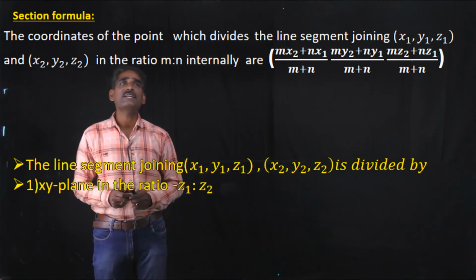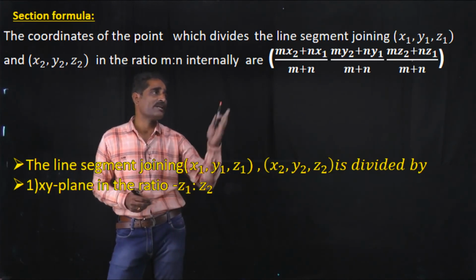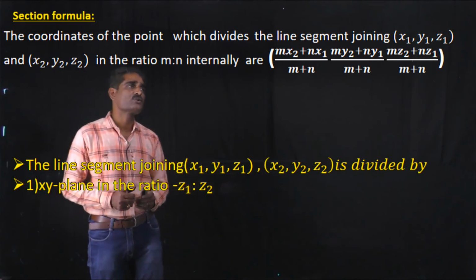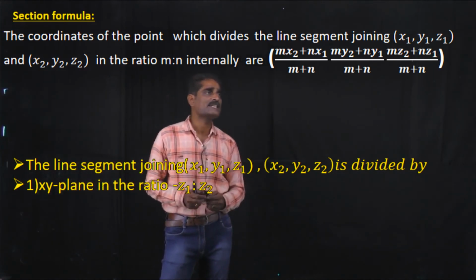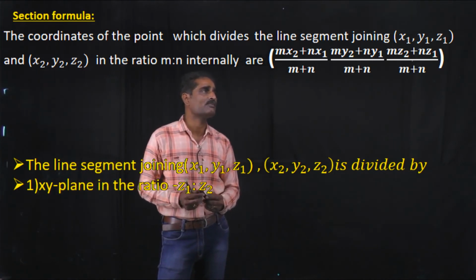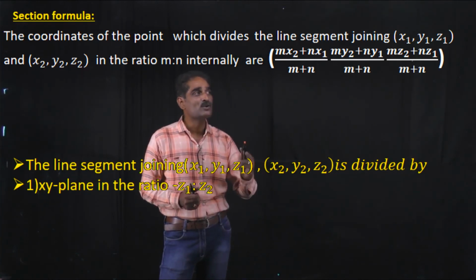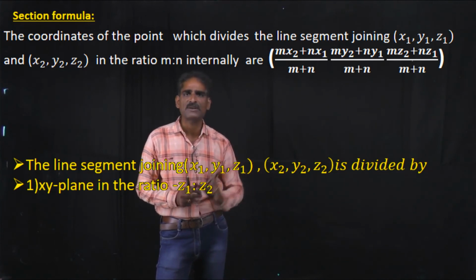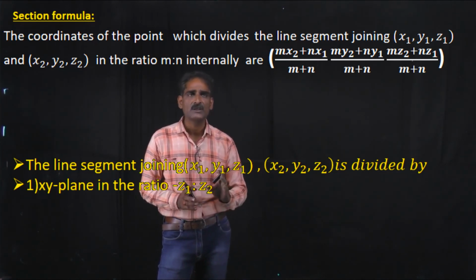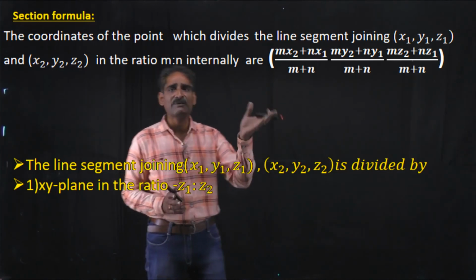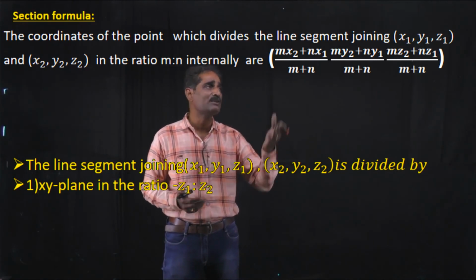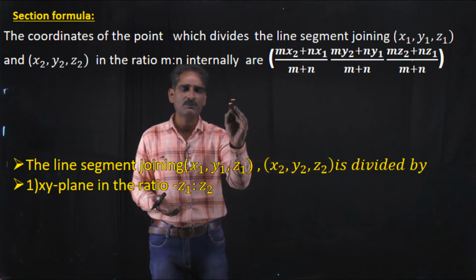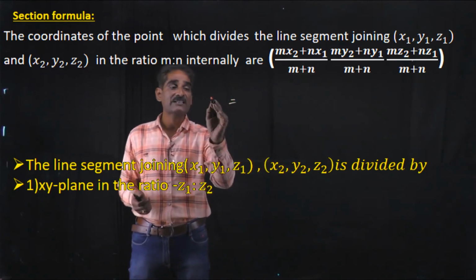The coordinates of the point which divides the line segment joining (x1, y1, z1) and (x2, y2, z2) in the ratio m is to n internally are (mx2 plus nx1) by (m plus n), (my2 plus ny1) by (m plus n), and (mz2 plus nz1) by (m plus n). These are the coordinates of the point. All of you know about this. If the point divides externally in the same ratio, what will happen? Just replace plus by minus. These are the coordinates of the point in case of external division.